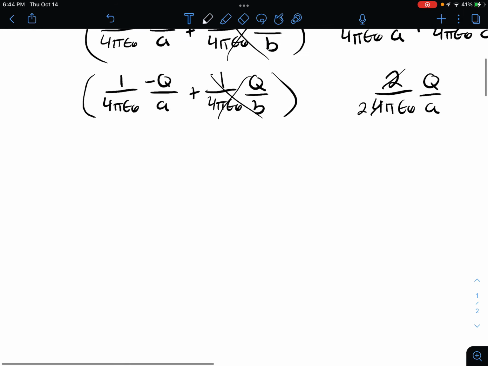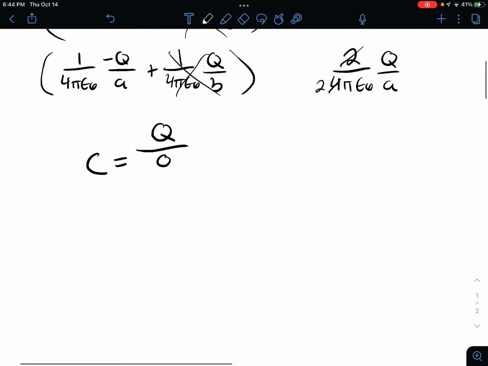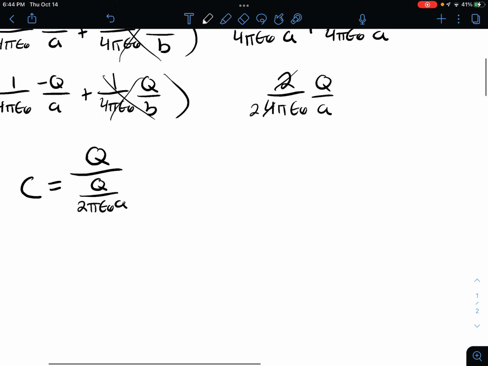We're still just trying to find the capacitance, so C equals Q over all of this. Simplified, that looks like Q over 2 pi epsilon naught a, and I'm just going to shuffle these around. You can cancel the Q's in the numerator and the denominator, and since this is in the denominator, it flips up. That gives us our final capacitance of 2 pi epsilon naught a.